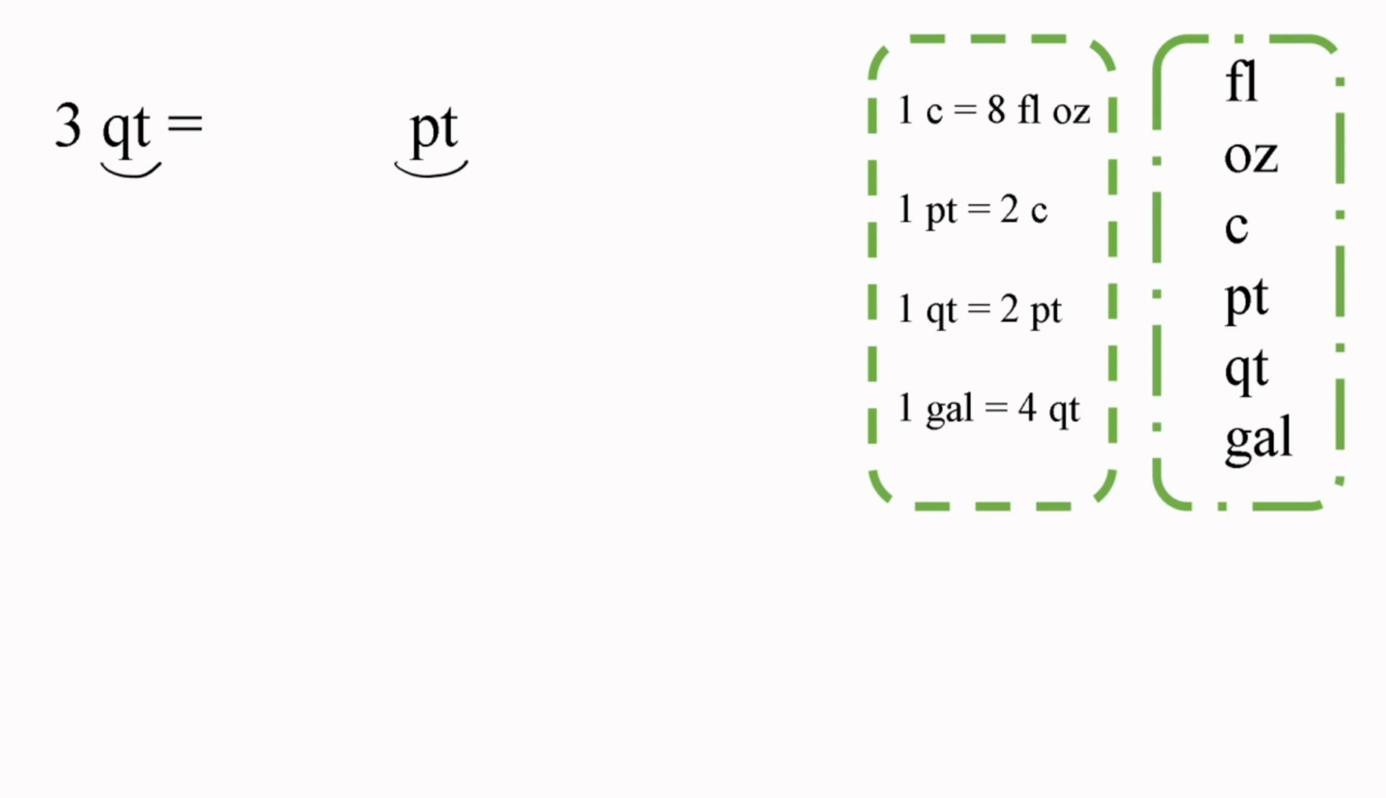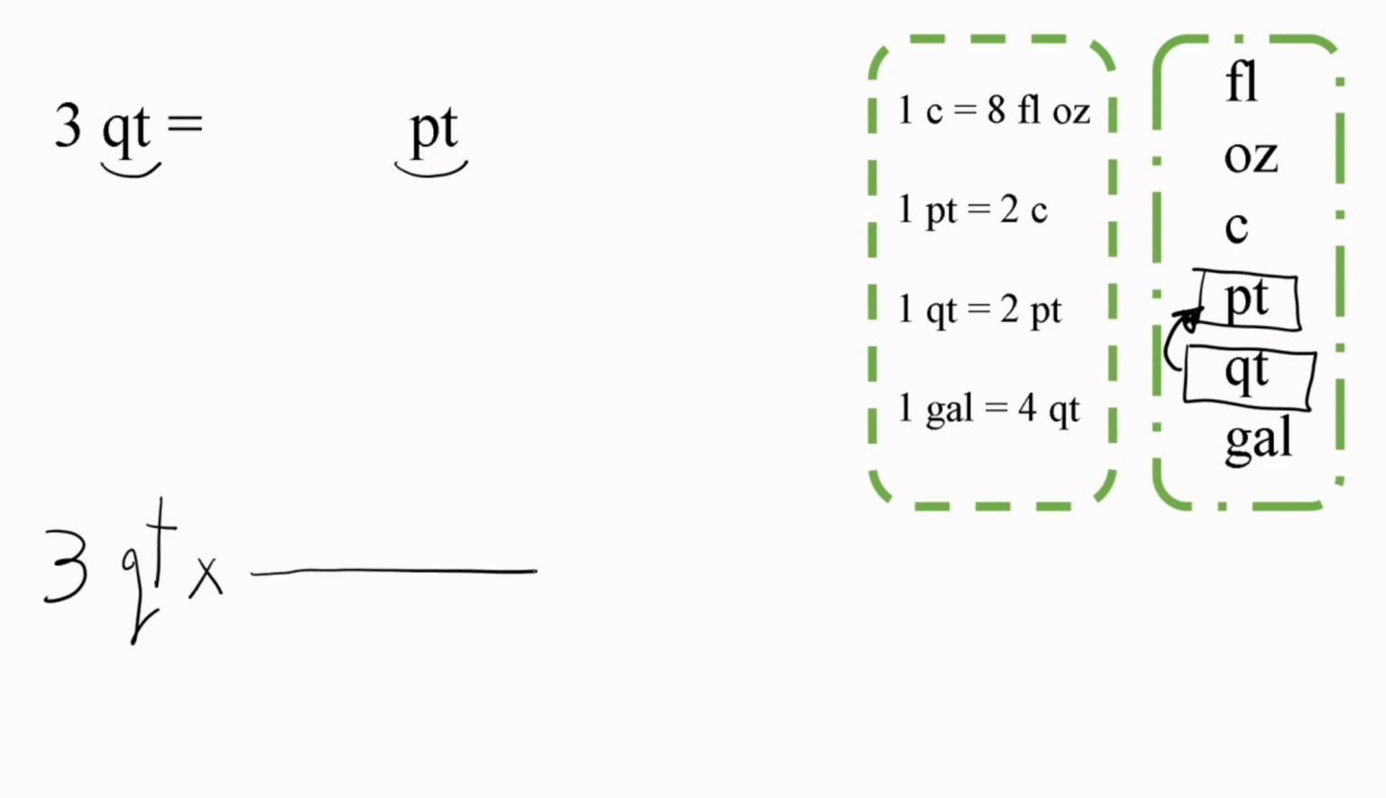First, let's specify if we want to make the unit smaller or larger. As you can see, quart is here and pint is here, and we must move in this direction. So we are making it smaller, as I told you. We are going to start from the given information, then we must draw a fraction line.